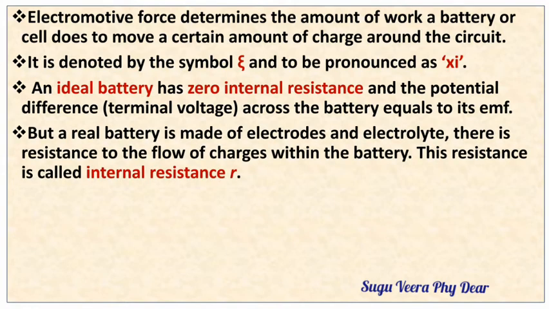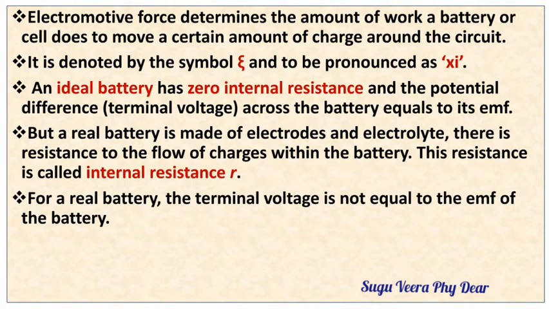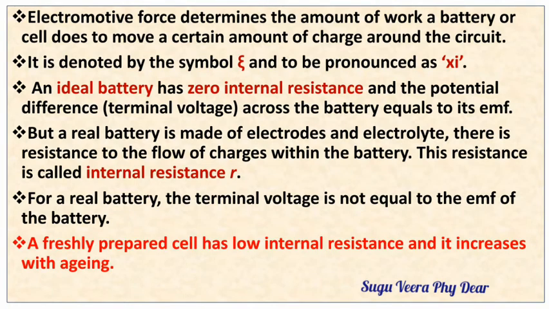But a real battery is made of electrodes and electrolytes. There is resistance to the flow of charges within the battery. This resistance is called internal resistance, small r. For a real battery, the terminal voltage is not equal to the EMF of the battery. A freshly prepared cell has low internal resistance, and it increases with aging.